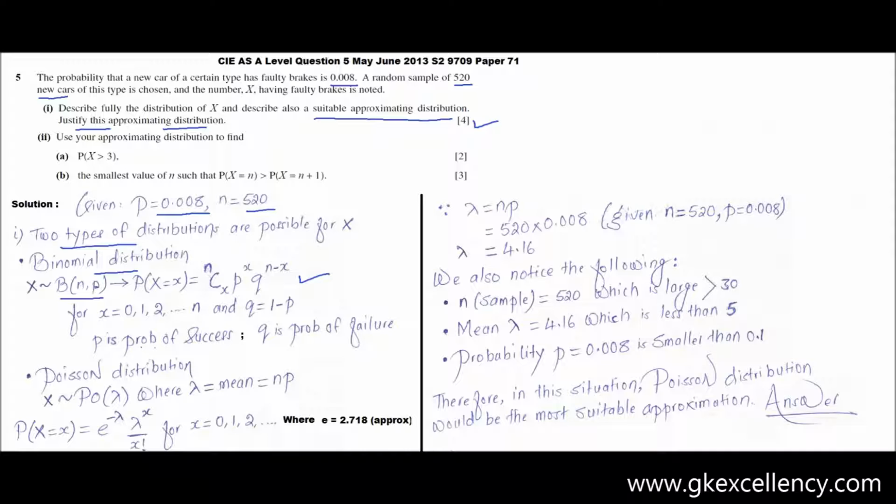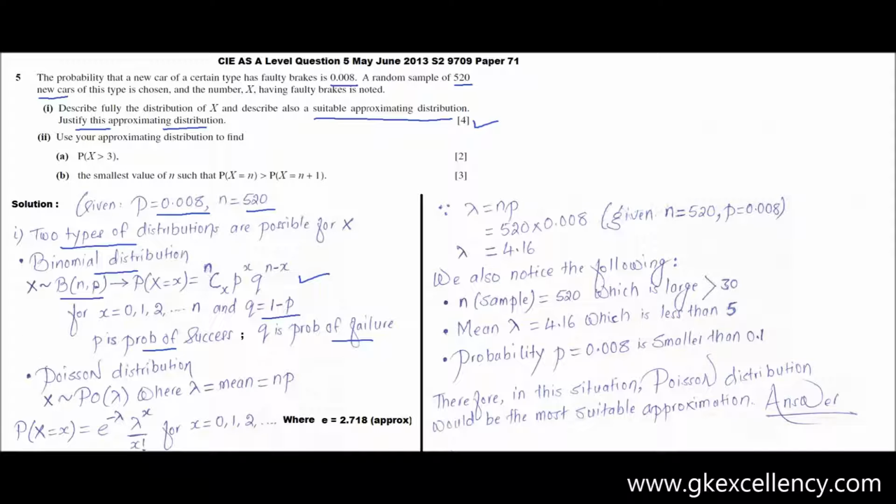Success in this case would be that we have found a faulty brake, and q means we did not find any faulty brake. And q is the opposite of success, which is q equals 1 minus p, and x is any whole number which is 0, 1, 2 up to n.